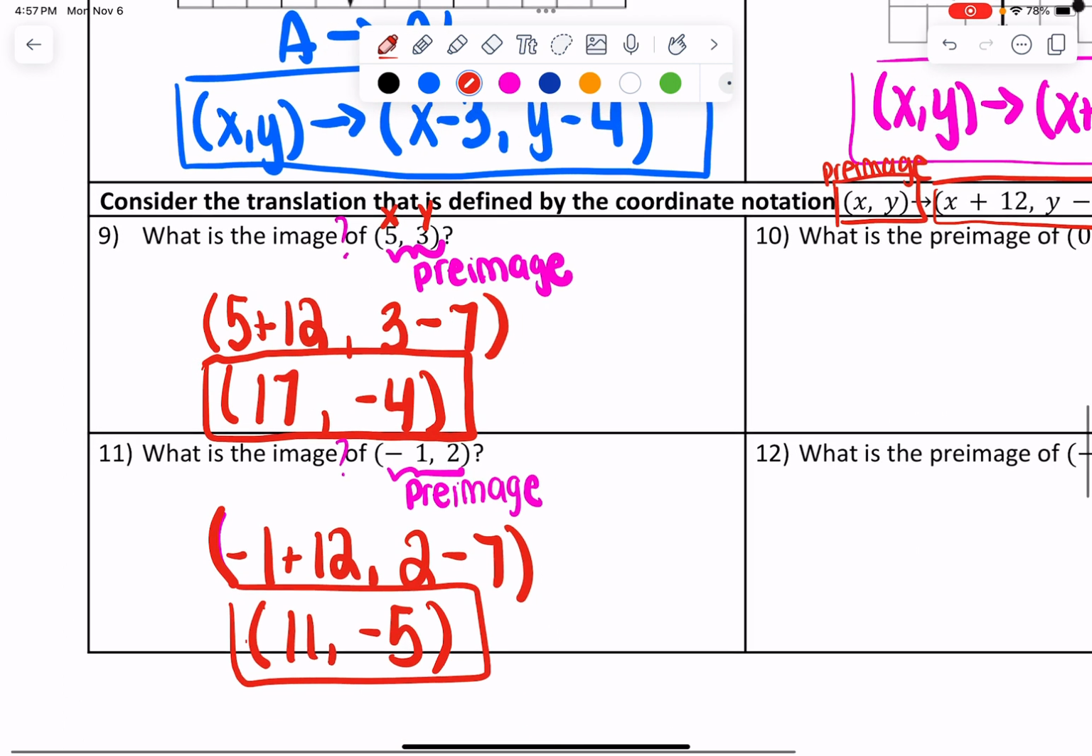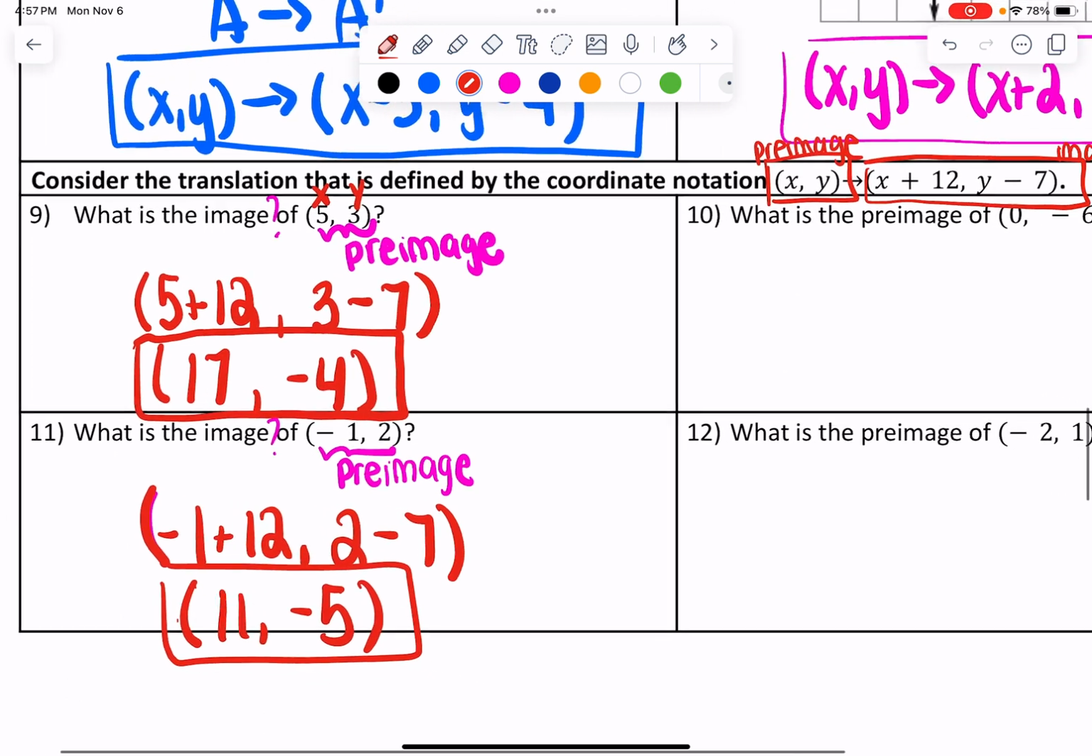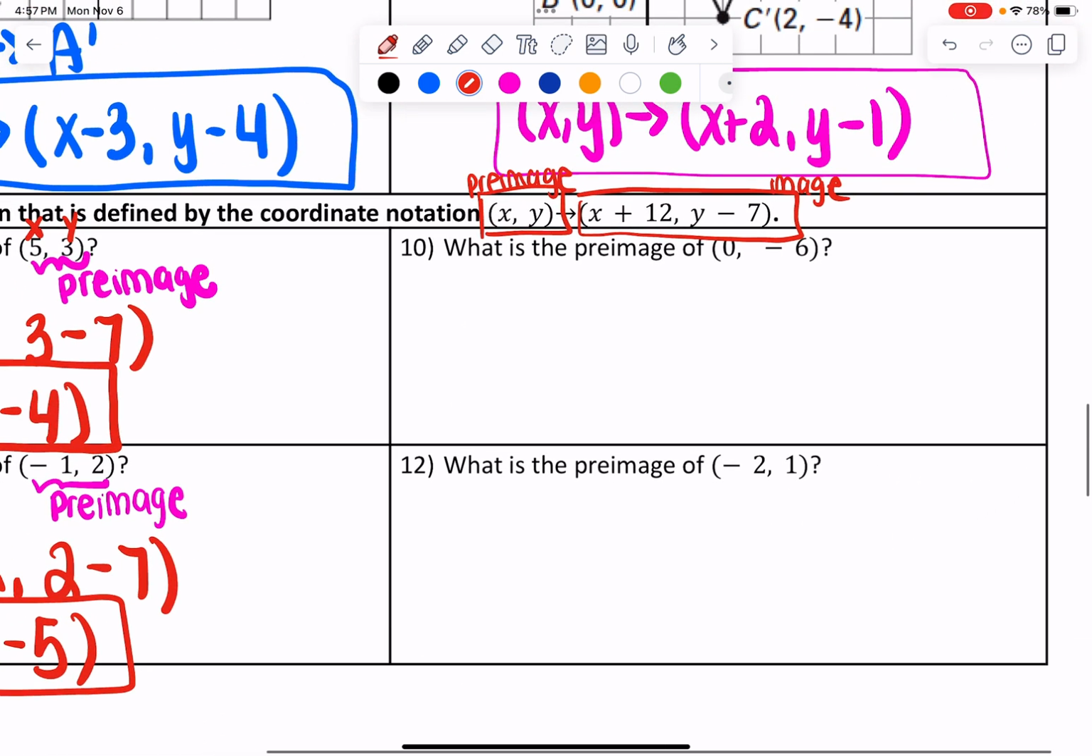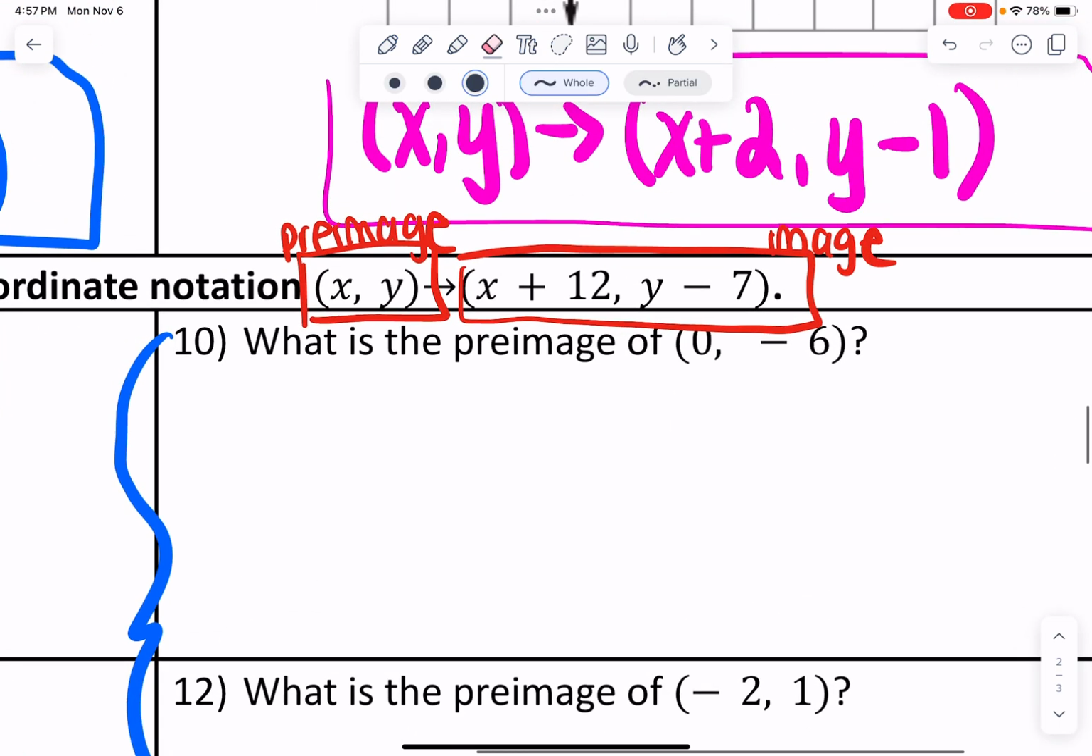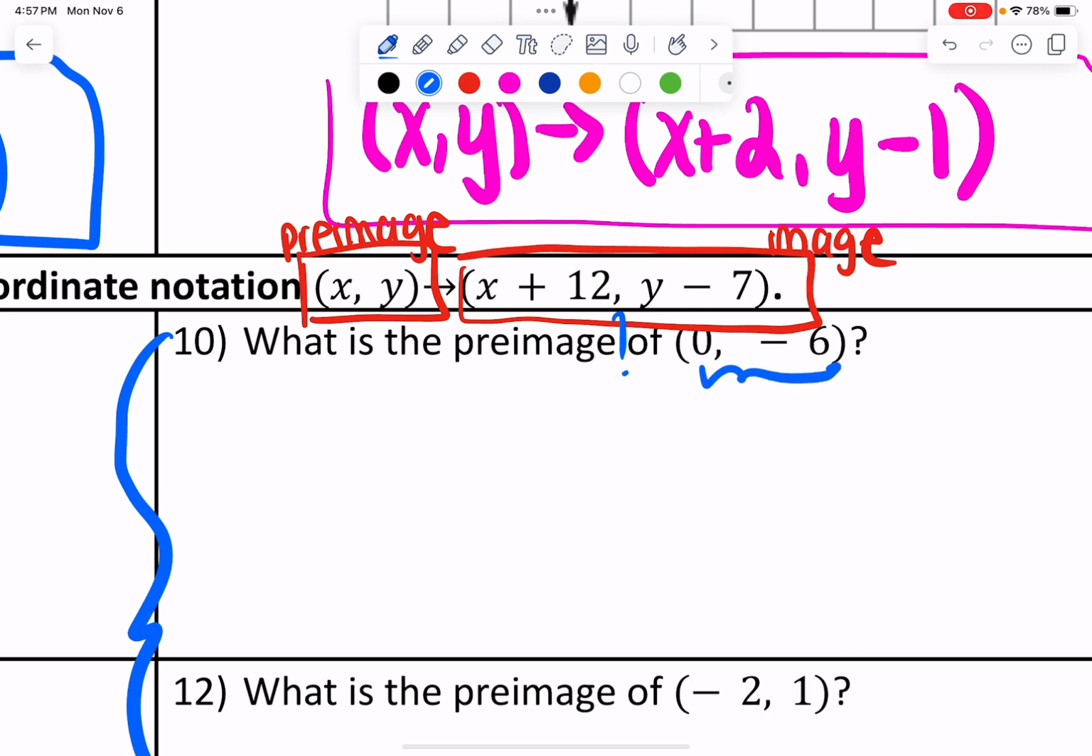Okay, we're going to switch it up a little bit. What I'm going to look at now is finding the pre-image given the image. So these are different. It says, what is the pre-image? That's what you're asked to find. You have to ask yourself, what are you given? If you're finding the pre-image, you're given the image.